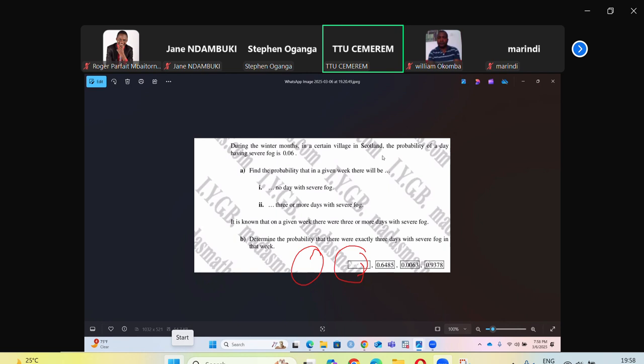Binomial is correct. What are the two outcomes? Having a fog or not having a fog in a day. Is that okay? In part A, what is our n there? 7. It's 7, because remember, it is having a fog in a day or not having a fog in a day, and in a week, we have 7 days. So our n is equal to 7. Is that okay? Yes.